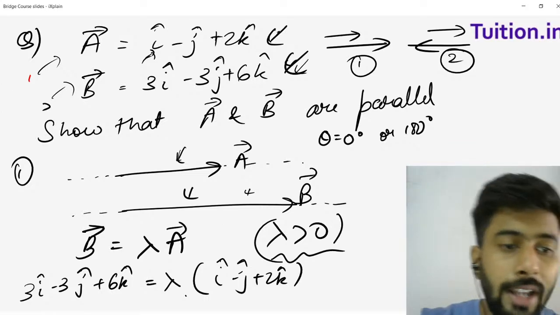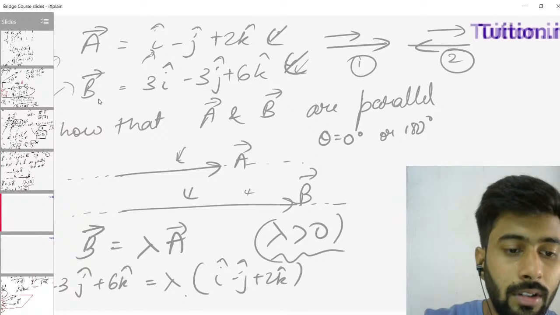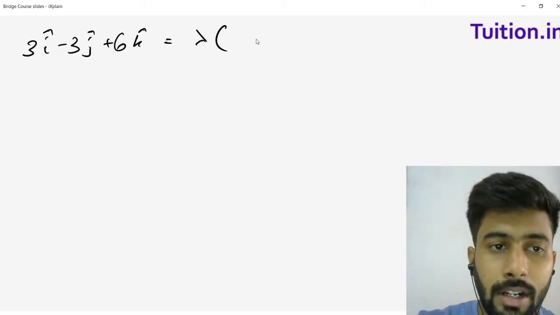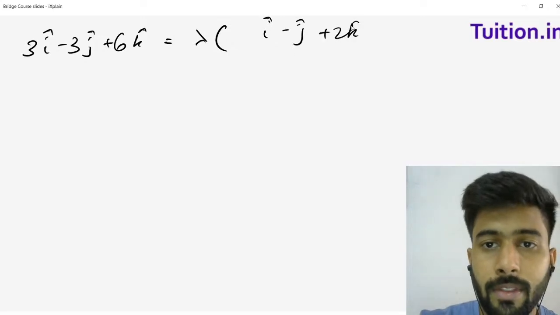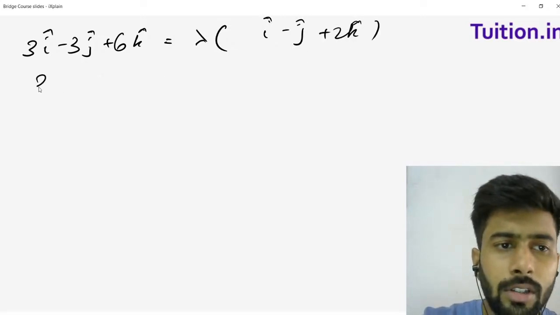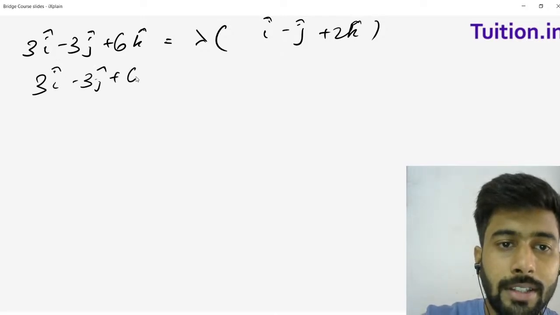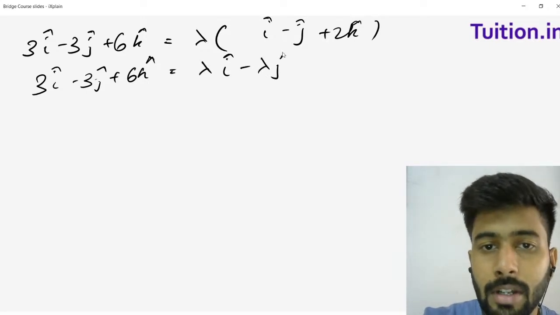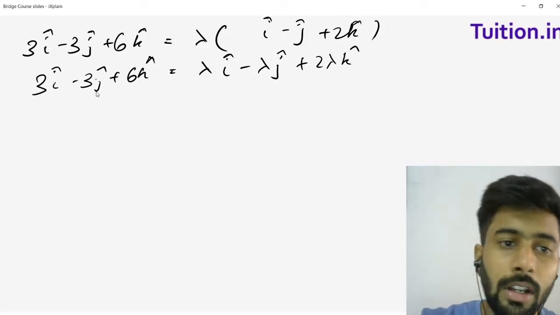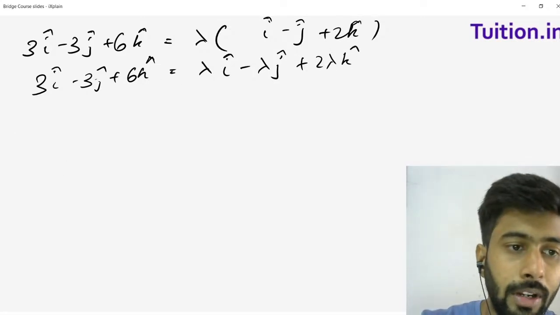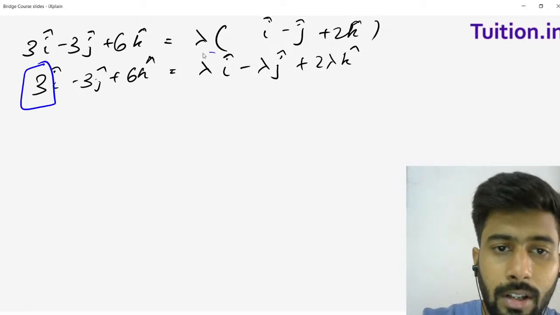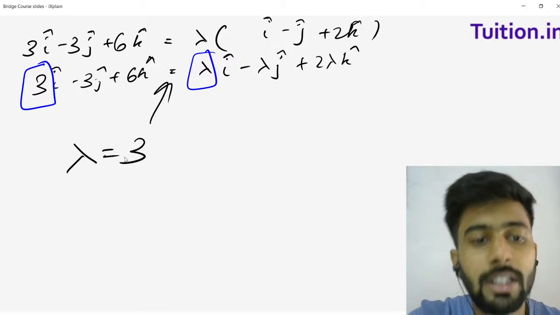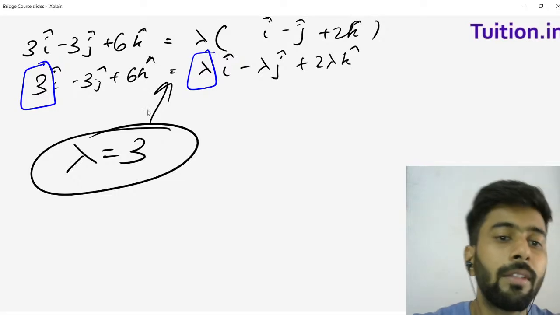Okay. So look at this, guys. 3i minus 3j plus 6k is equal to lambda times i minus j plus 2k. Now I can multiply with lambda, and then this will be equal to lambda i minus lambda j plus 2 lambda k. Now compare every component. 3 equals lambda. If these two vectors are equal, then your lambda has to be 3. Lambda should be equal to 3, right?